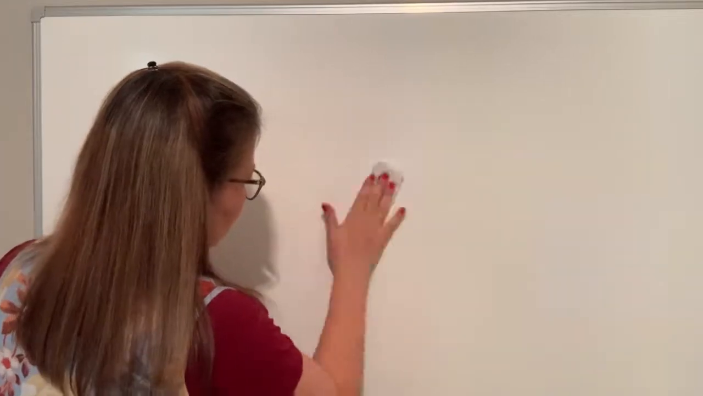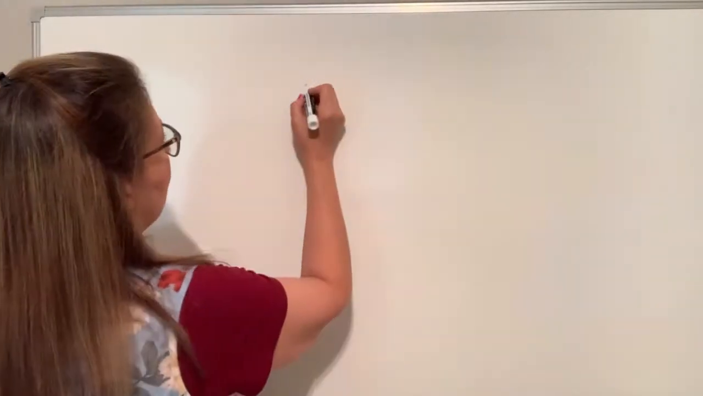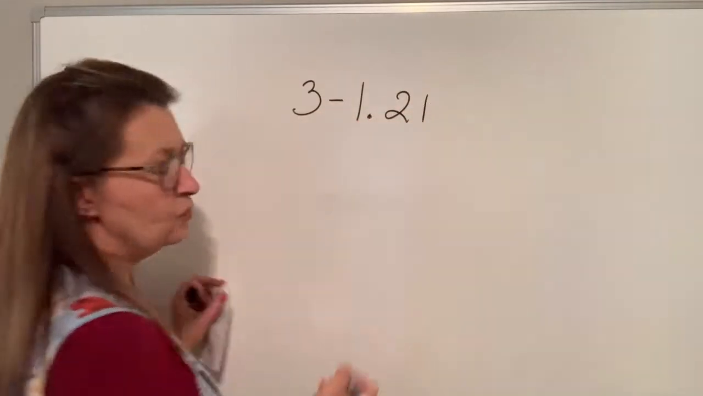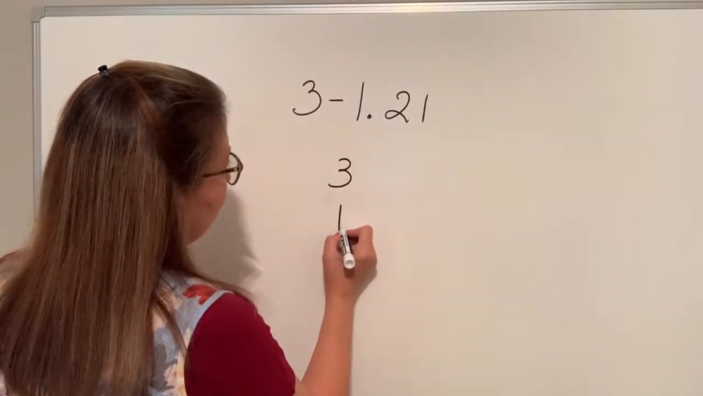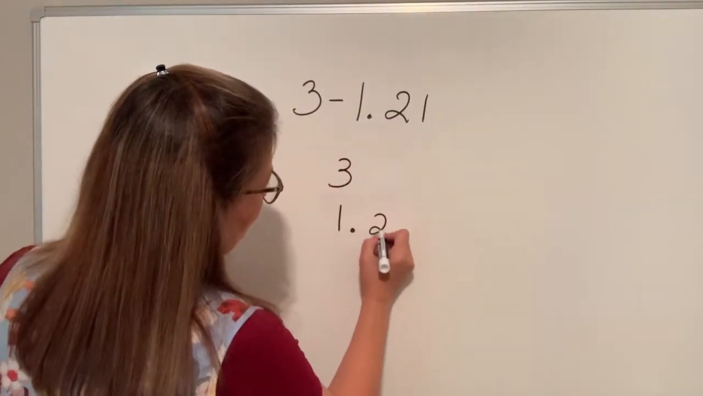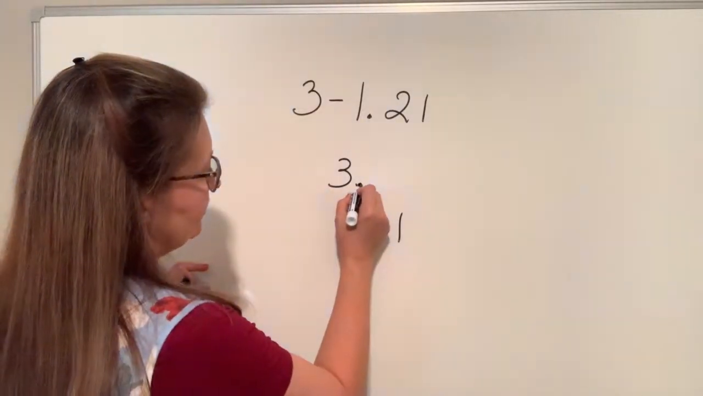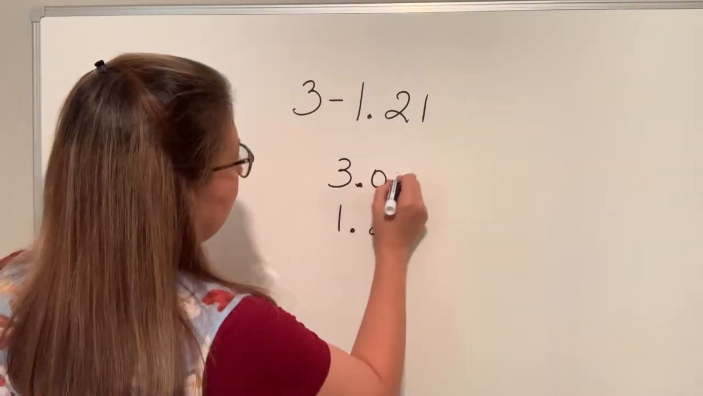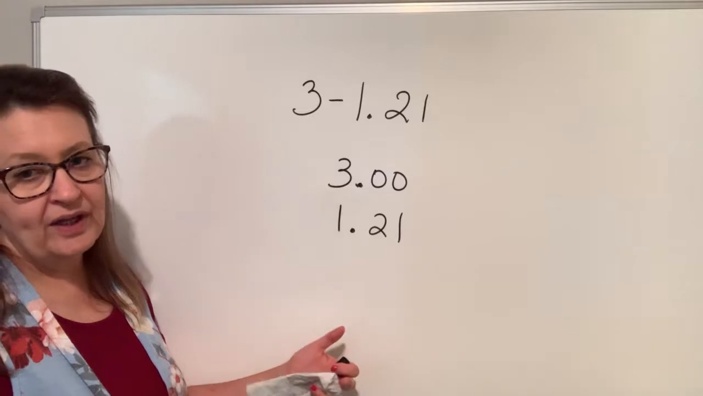All right, let's look at one more example. Let's take 3 minus 1.21. And let's stack them. Now, even though the 3 is not showing a decimal, we know there is a decimal there. So it always goes at the end of the last whole digit. This can be 3.00. Now we have something that we can subtract.